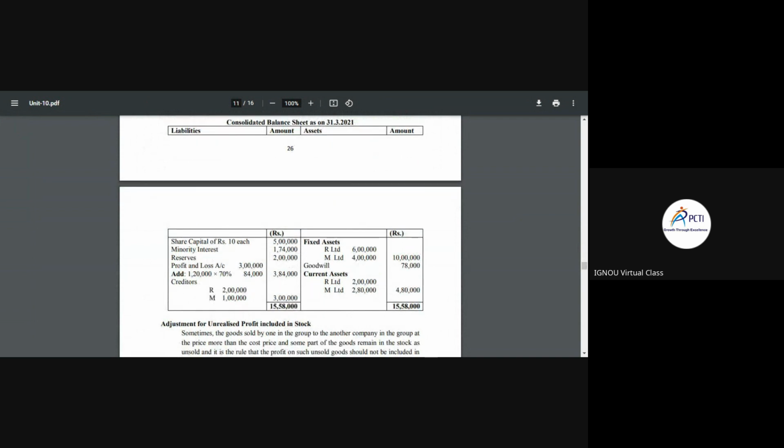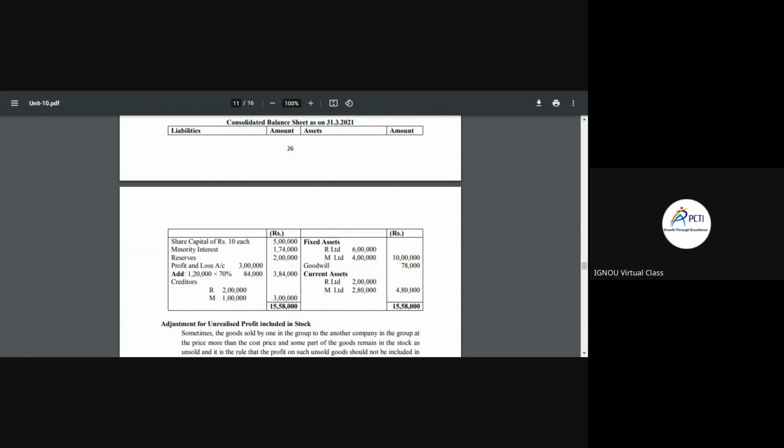First of all, we discuss the liability side. The first one is share capital of 10 each, 5 lakh. Minority interest 1,74,000. Then we have reserves of 2 lakh. Then we have P&L account 3 lakh, in which we need to add 70% of 1,20,000, that is 84,000. Then we have creditors of R and M.